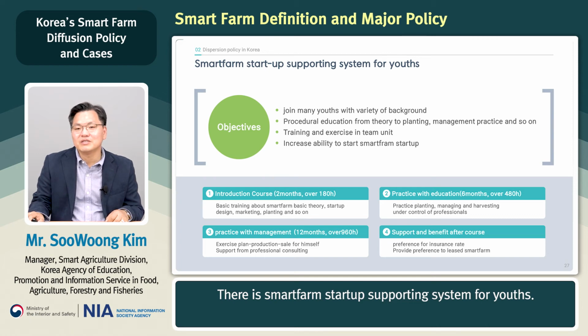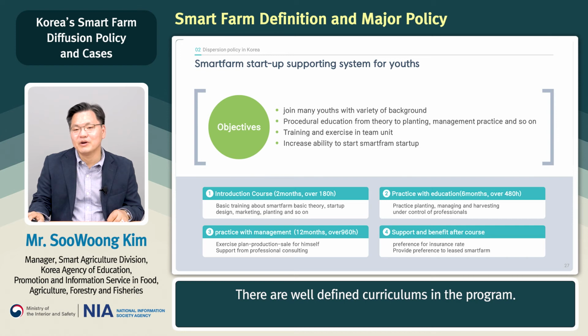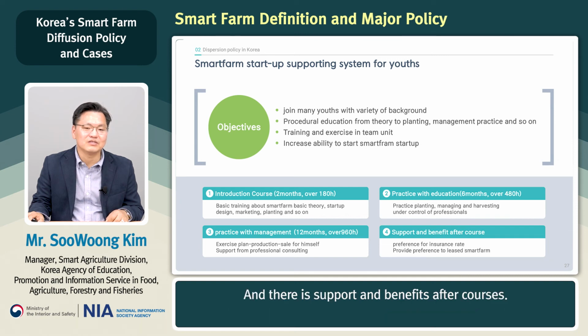There is a smart farm startup supporting system for youths. This program aims to bring in many young people with a variety of backgrounds who are not majoring in agriculture. There is a well-defined curriculum in the program. There are introduction courses, practice with education courses, practice with management courses, and there is support and benefit after the courses.